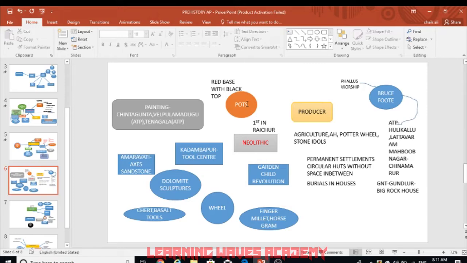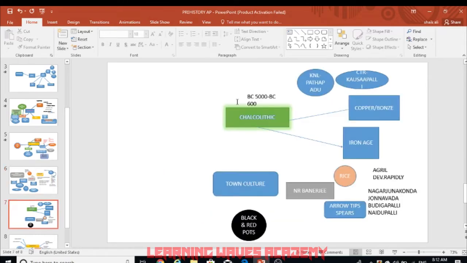In Prakasham, Kanigiri, Darsi, Vemagunta and Pusalapadu, and Kurichedu. In Anantapuram, Palavaya, and in Kurnool, Patapadu and Bastipadu. And that's all, guys, for this Neolithic age, and then we will be studying the next age, that is called the Chalcolithic age.